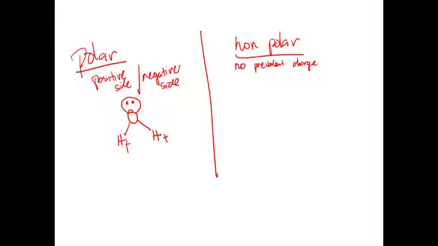Okay, so just take note that polar has a positive and a negative side. A non-polar molecule, take for example hydrogen. Hydrogen is non-polar because there is no concentration of electrons in one point. The concentration of electrons is found in the middle. That is why there is no positive, there is no negative charge.